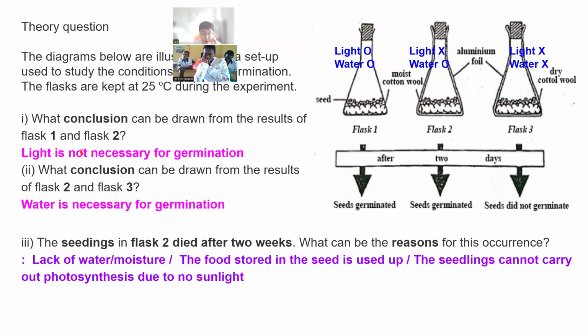The question asks, what conclusion can be drawn from the results of flask 1 and flask 2? We notice that after 2 days, both flask 1 and flask 2 had seeds germinated. Since light was not present in flask 2 but it still germinated, we can conclude that light is not necessary for germination.